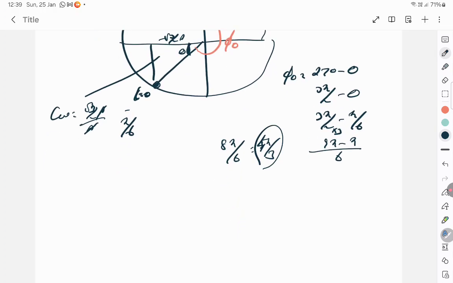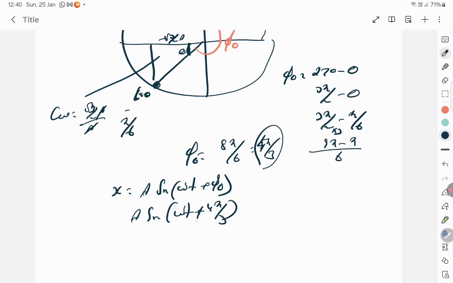So then therefore I got my initial phase phi naught, and I can write x is equal to a sine omega t plus phi naught, which is a sine omega t plus 4 pi by 3.